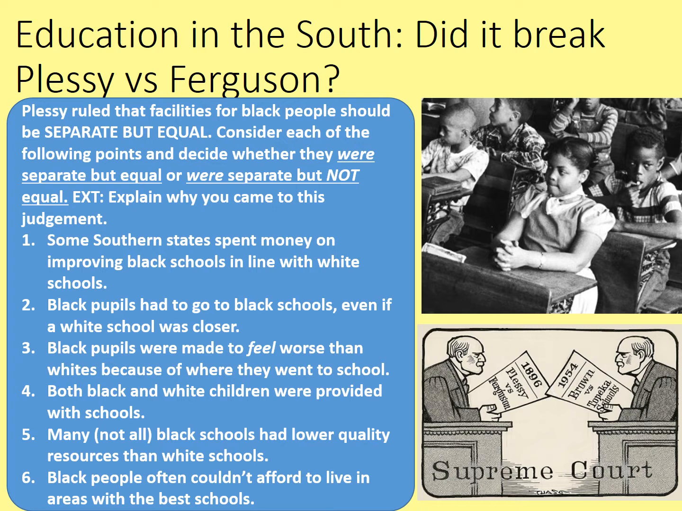Were the schools in the South separate but equal or not? Firstly, some southern states spent money on improving black schools in line with white schools. Secondly, black pupils had to go to black schools even if a white school was closer. Thirdly, black pupils were made to feel worse than whites because of where they went to school. Fourthly, both black and white children were provided with schools. Fifthly, many, but not all, black schools had lower quality resources than white schools. And sixthly, black people often couldn't afford to live in areas with the best schools.